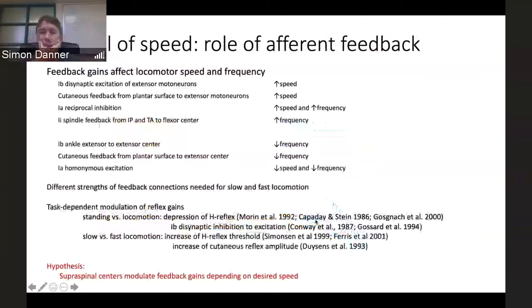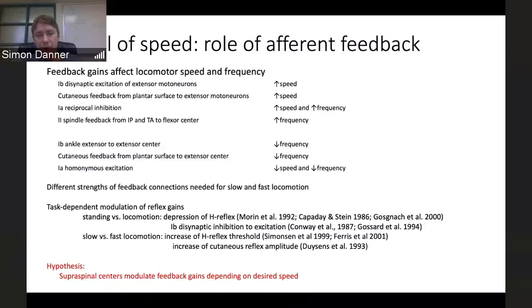So this suggests that the afferent feedback has different effects depending on the speed, as I said before. But also, that afferent feedback likely affects frequency and speed as well.